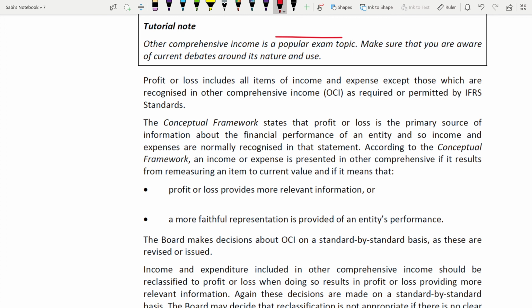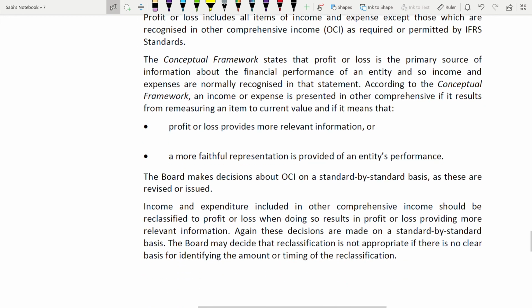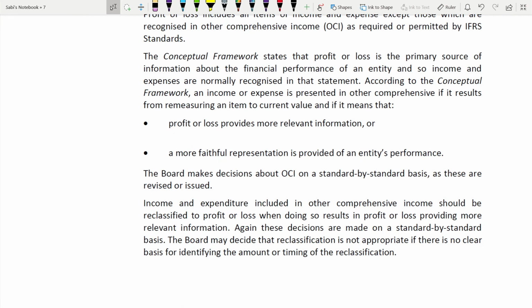It says that when you remeasure to the current value, that remeasurement comes in OCI if profit or loss provides more relevant information or faithful representation. Okay, so all this is in the Conceptual Framework. You can go to the Conceptual Framework also and see. It's like a copy paste. Same thing, I'm not going to explain. Go and check.